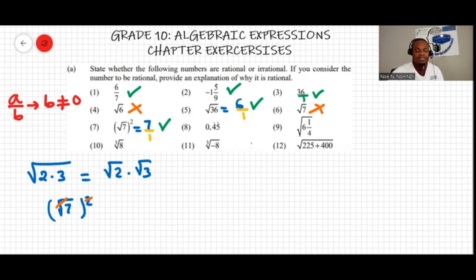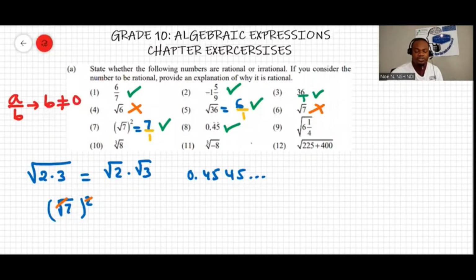Now, number 8 is 0.45 recurring. This means the decimal part continues endlessly in this order: 45, 45, 45, and all recurring decimals can be written in fractional form. So this is also rational.